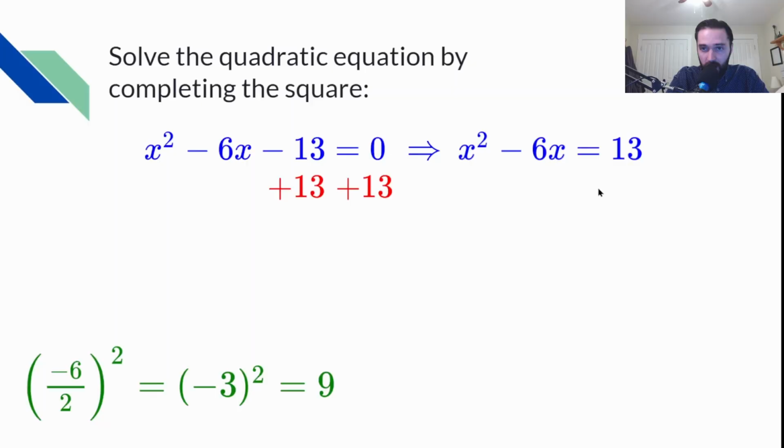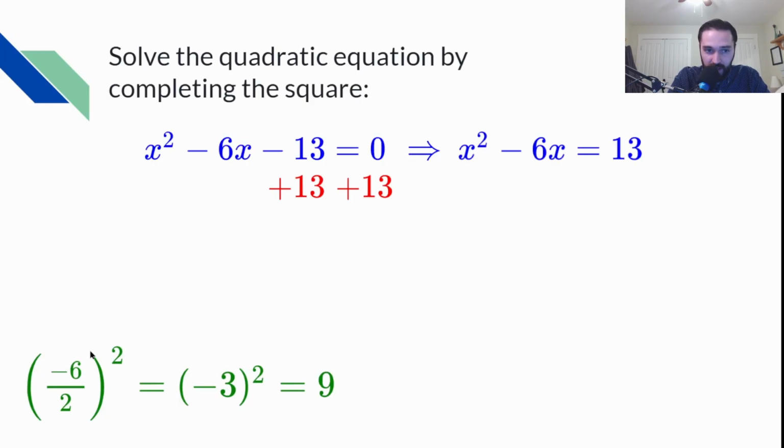And once we get to this point, we're ready to decide what we want to add to both sides to complete the square, right? To create a perfect square trinomial on the left-hand side. And remember, what we do is we take this number next to x, we divide it by 2, and then we square the whole thing.